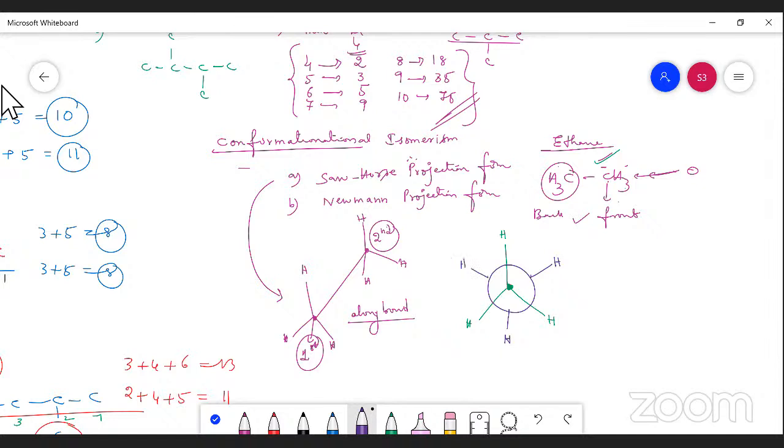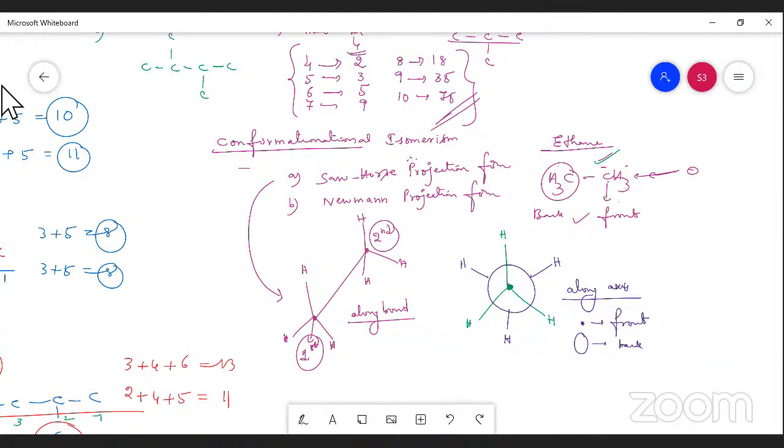Okay, so this representation we call it as what? Newman projection form, and this Newman projection form is what we observe when we see the molecule along the axis. Always this dot indicates what? Dot indicates the front carbon, and a sphere indicates what? The back carbon. So this is a representation of an organic compound in both Sawhorse projection form and Newman projection form.